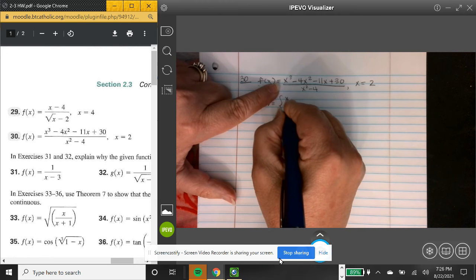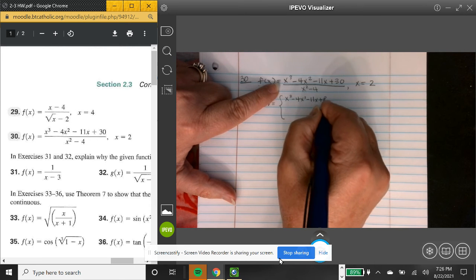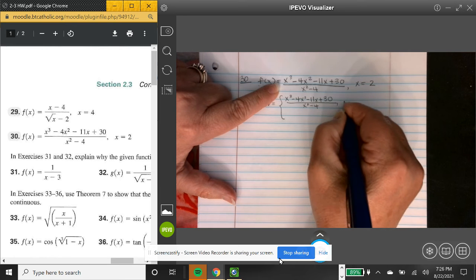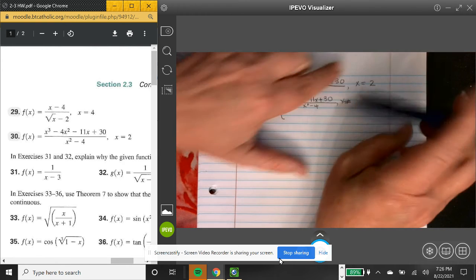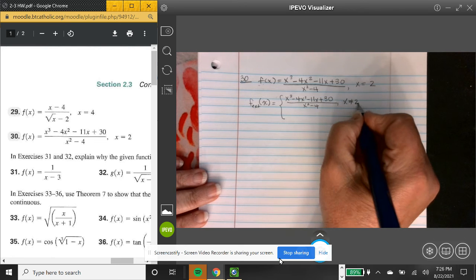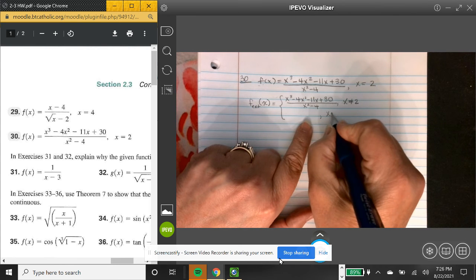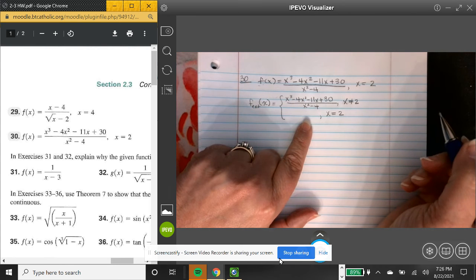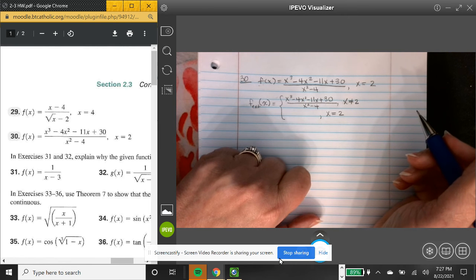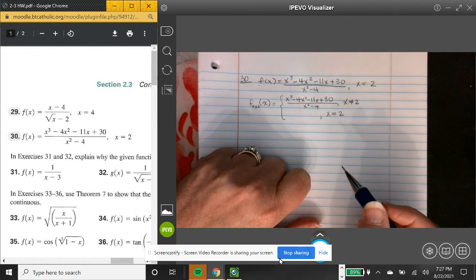and I'm going to say x cubed minus 4x squared minus 11x plus 30 all over x squared minus 4 for x not equal to 2, because it's misbehaving at 2. So hopefully I'm going to find that there's some value that I can put down here when x is equal to 2, which means I'm hoping that I can factor this and reduce and have a removable discontinuity that I can repair. So how do I figure that out?